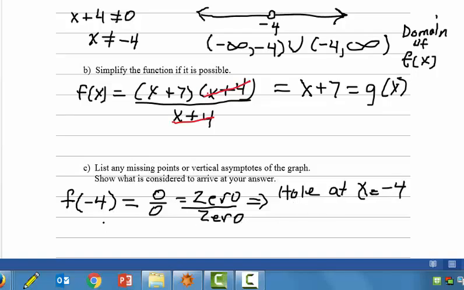So I'll need to find the y value, and I'm simply going to use the simplification g of x to do that. So remember, g of x is equal to x plus 7. So g of negative 4 is negative 4 plus 7, which is 3. So the hole in the graph is negative 4, 3.